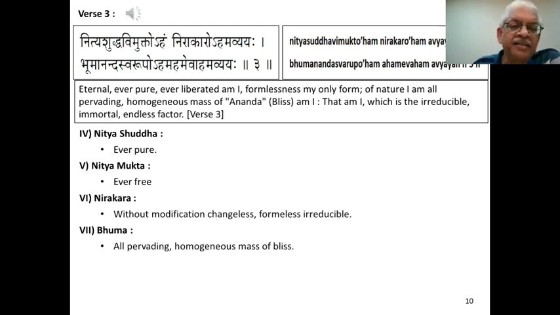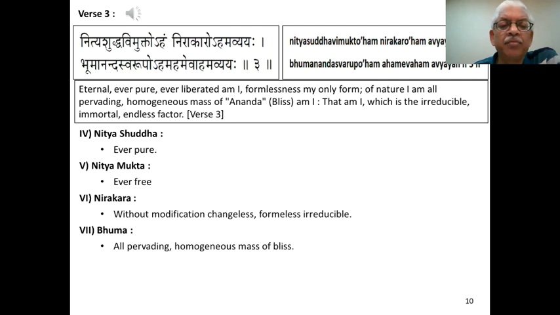Then Nirakaraha. Nirakaraha means without any modifications or changes. It is changeless. Body has modifications. We know birth, growth, then disease, old age. These are all the different modifications at the body level. Modifications at the thought level are also there. Every time there is a different type of thought, good thoughts, bad thoughts, pure thoughts, impure thoughts, all this. There are different thought level changes.